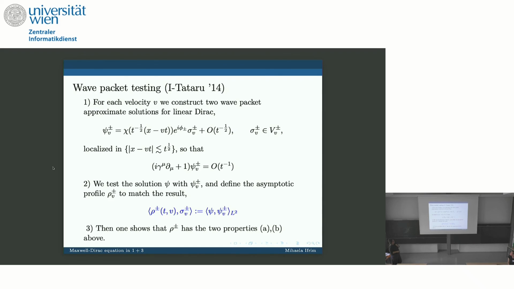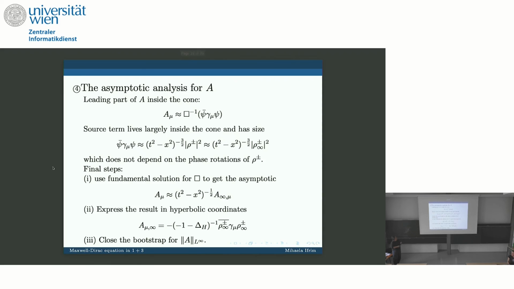So you are going to do the inner product in C4 with the direction vector that you had, and this you are going to equal to the L2 inner product between the psi and the two wave packets that you have for the linear Dirac, and out of this you get the rho plus and minus, and this is exactly what you needed to close the properties that I told you about. And once you have that at your disposal, you are done. I'm just going to leave that slide so you can read, and I'm not going to waste your time. This is going to help you later to get the asymptotic expansion for A.